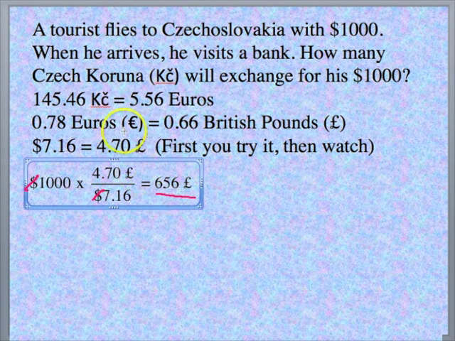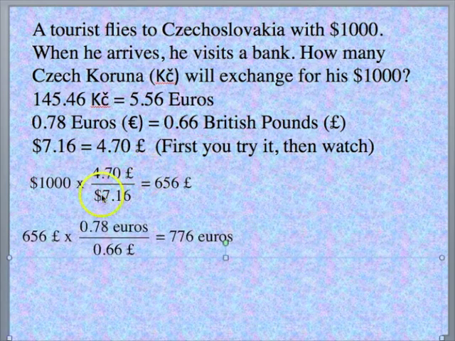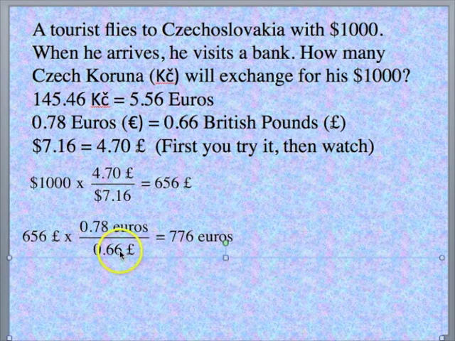What's our next step? We look over our conversion factors. British pounds we can convert into euros. So how is that going to look? We take our 656 British pounds and we use a ratio between euros and British pounds, putting euros on top, British pounds on the bottom, so pounds again cancel out, leaving our answer in euros, and now we have 776 euros. And what would be the next step?